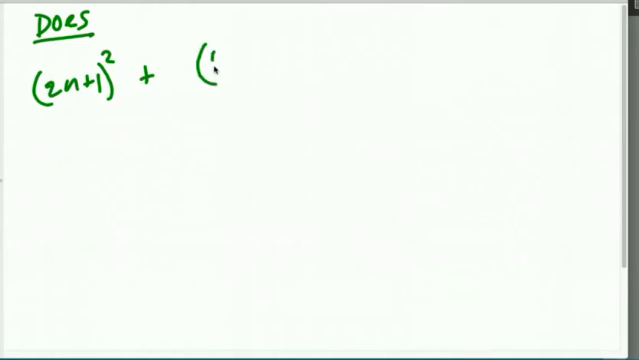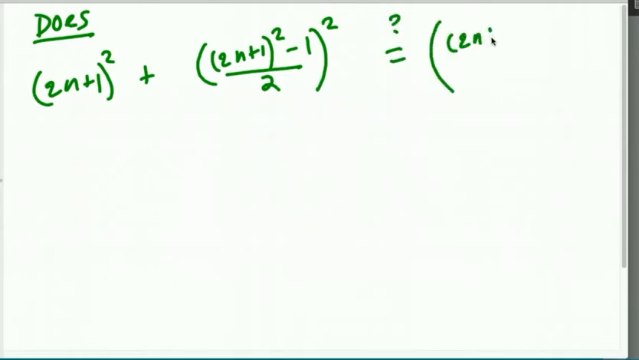So the question is, does my a squared plus my b squared, which is going to look like this, 2n plus 1 quantity squared minus 1 all over 2 quantity squared, does that equal my c squared, which is going to be 2n plus 1 quantity squared plus 1 all over 2?